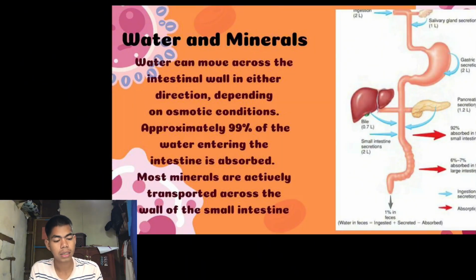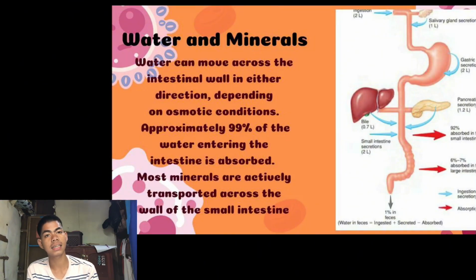So most of the water, 92%, gets absorbed into your blood from your small intestine, and about 6 to 7% gets absorbed in the large intestine, and only about 1% of the water leaves your body, like in our poop.